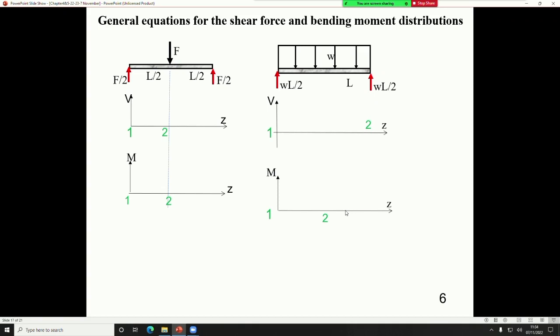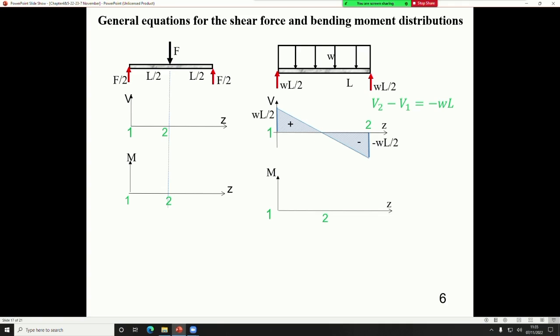Now we start with the shear force distribution. At this point, the shear force is WL over 2. Now the change in shear force between these two points is equal to this area, which is minus WL. So the difference between these two is equal to minus WL, which is this area. I substitute in this value in this equation, therefore the shear force here must be minus WL over 2. So this is the shear force distribution.